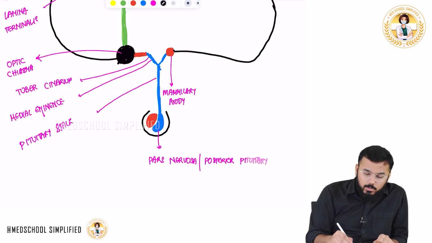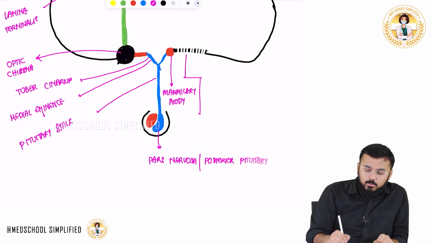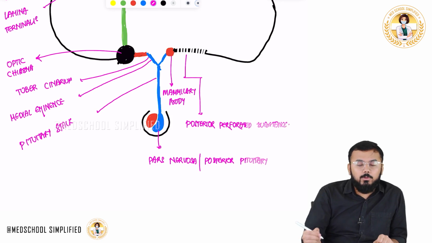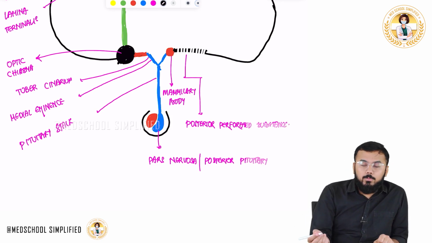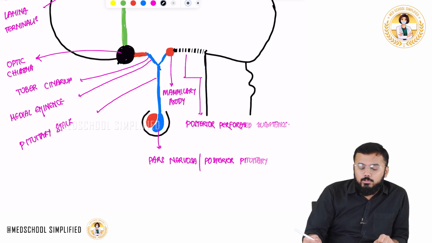Behind this mammillary body you see this particular structure like this. This structure located behind the mammillary body is called your posterior perforated substance. Posterior perforated substance. Next, behind this posterior perforated substance, you see this part which is coming down. This is called your midbrain.